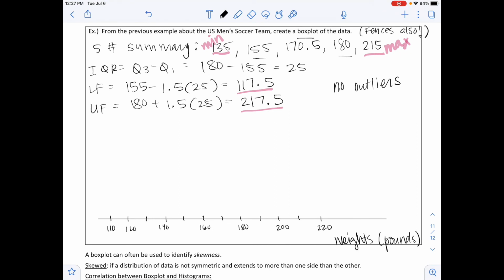So from here, I'm going to go ahead and do my box plot first, and then I'll put on my fences. So the minimum value that we have is at 135. And box plots just kind of hover above that axis. They don't actually touch it. So 135, Q1 is at 155. Then we have 170.5, 180, and then 215. So you should have 5 lines here. This is going to make your 5-number summary or your box plot.